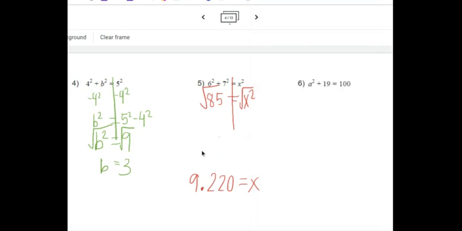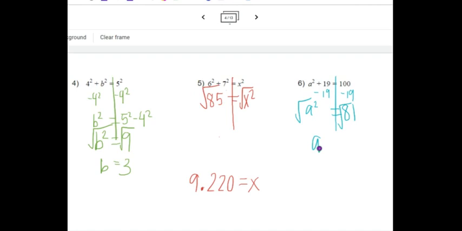All right, and the last one, try that on your own. Pause the video and unpause it when you're ready to check. So the first thing we need to do is subtract 19 from both sides. So we're left with a squared equals 81. And then we can take the square root of both sides. The square root of 81 gives us a whole number, which ends up being 9.